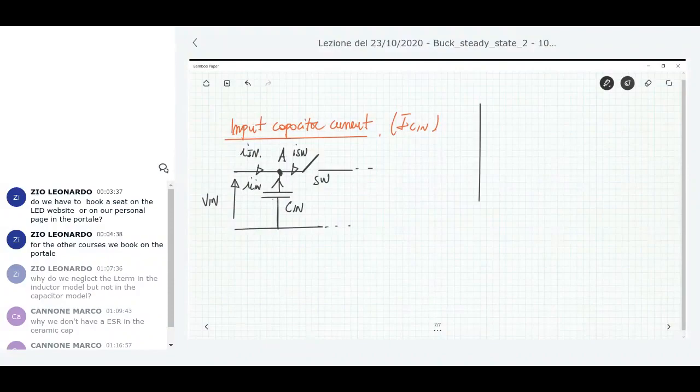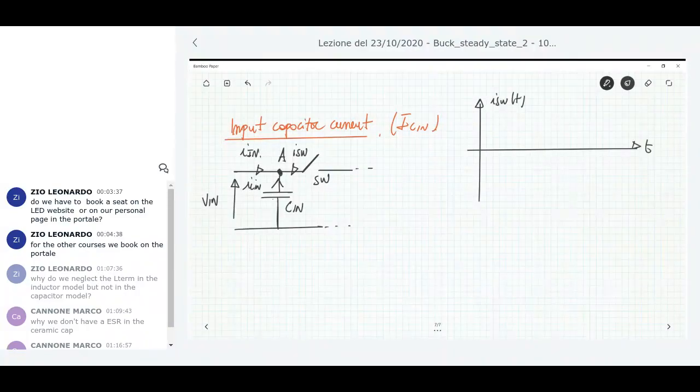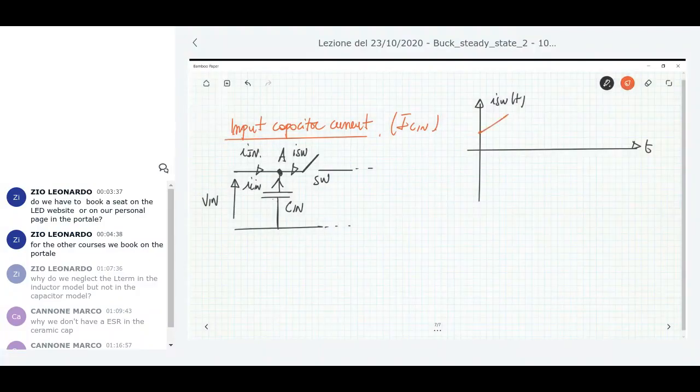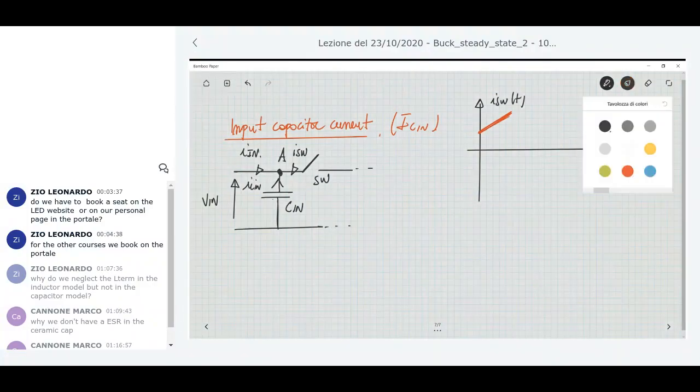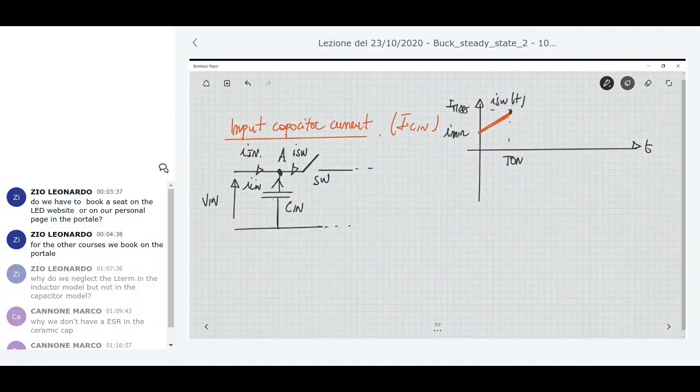We already learned about the waveform of the switch current. The switch current is the same as the inductor current when the switch is on, and the switch is on during T on. When the switch is off, no current flows through the switch.